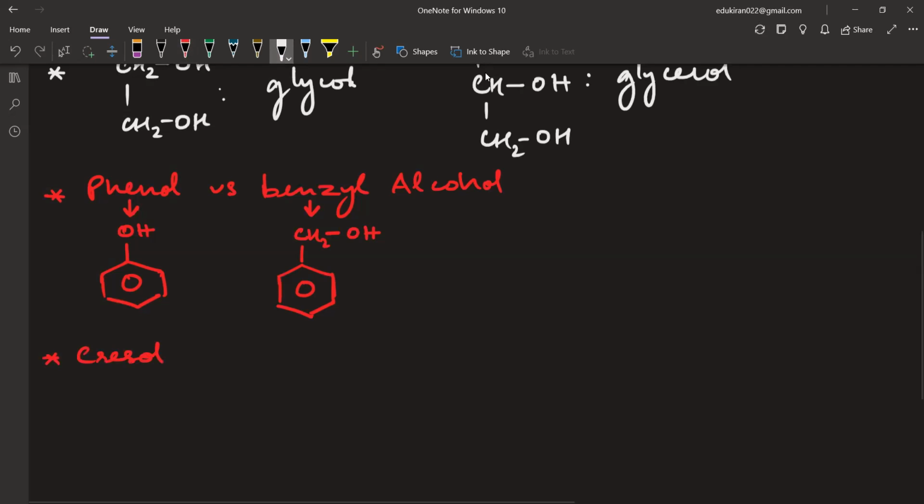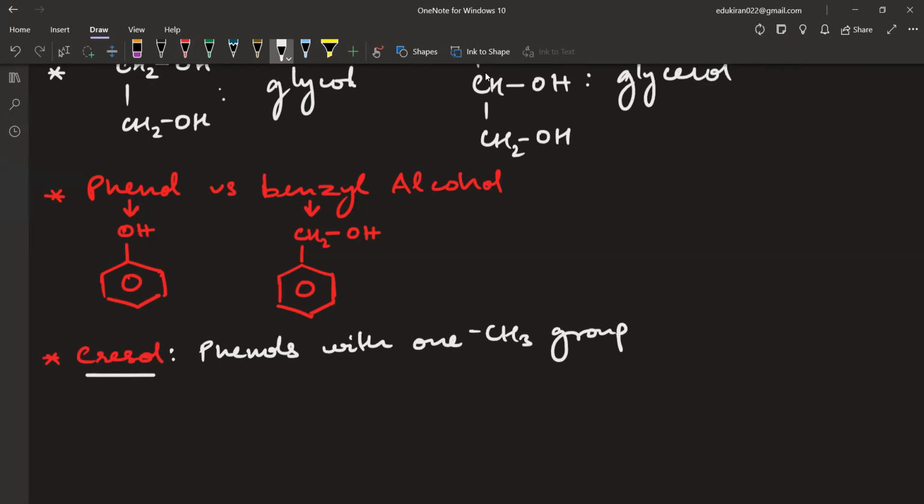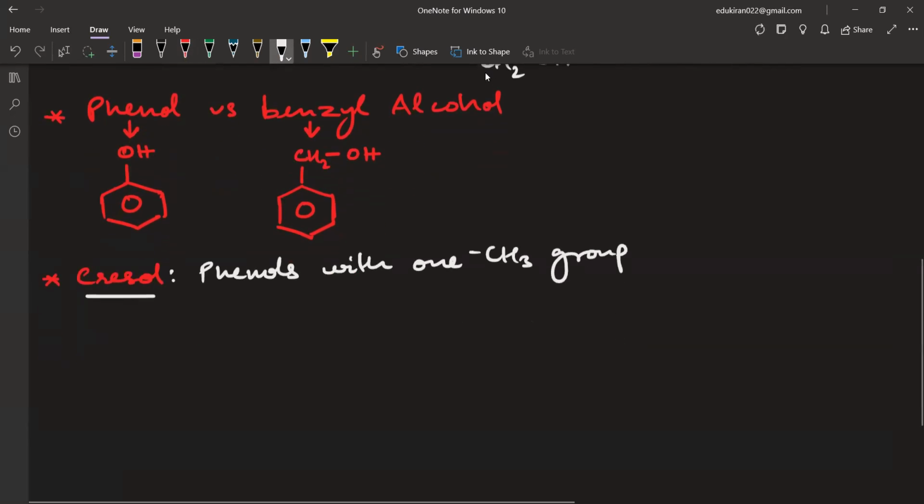Whatever these common names are, you have to remember these. Try to learn it today only. What are cresols? Cresols are phenols with one CH3 group on the benzene ring. So cresol can be of three types. First of all, we'll make a phenol OH, and I will have a CH3 here.